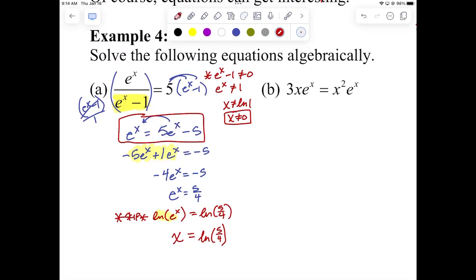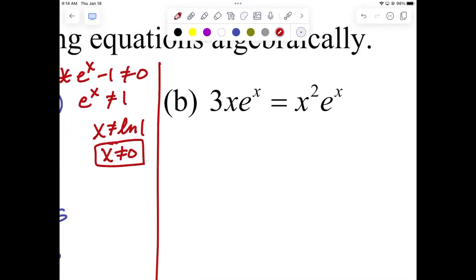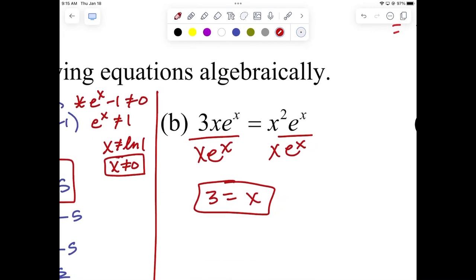All right, so let's move on to the next one. Letter B. I got 3x e to the x equals x squared e to the x. Ooh, I can divide both sides by e to the x, and I get 3 equals x. And I'm done. That does seem too simple.